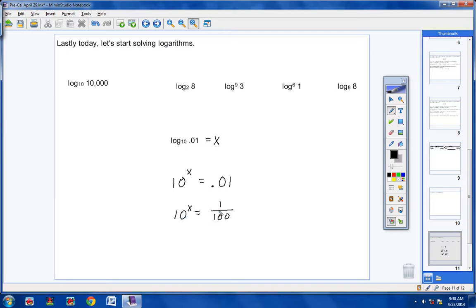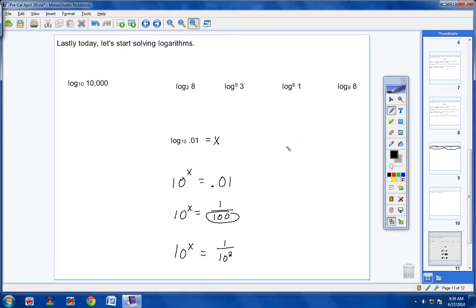I mean, at least I'm moving in the right direction. I'm still not done, but I'm getting there. So now I've taken 0.01 and I've written it as a fraction. Remember, 0.01 is 1/100th, okay? Now, this 100 in the denominator right here, could I not make this 100 become 10 squared? Sure I could. 10 times 10 is 100.